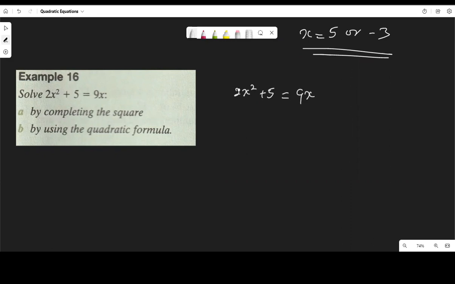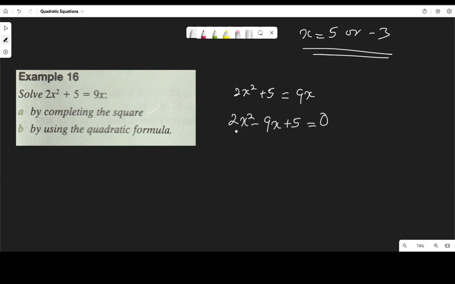Now, before we can use completing the square, let's rearrange this equation to form a standard quadratic equation. So I will take this 9x across to this side. So I have 2x squared minus 9x plus 5 equal to 0. This is now a quadratic equation. Before we can use the method of completing the square, the coefficient of x squared has to be 1. It must be 1. You cannot do anything unless the coefficient of x squared is 1.